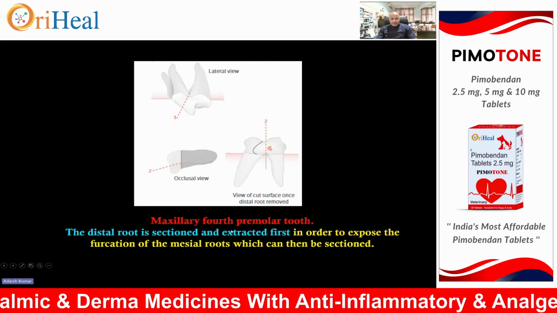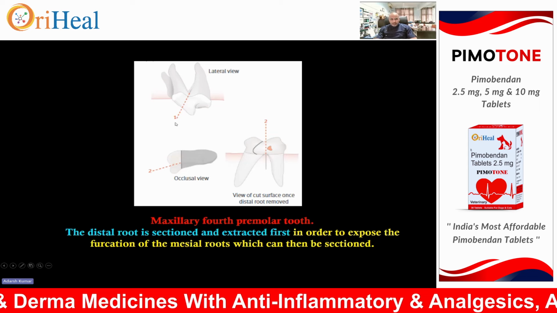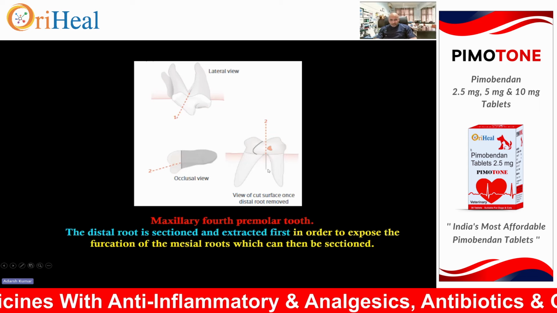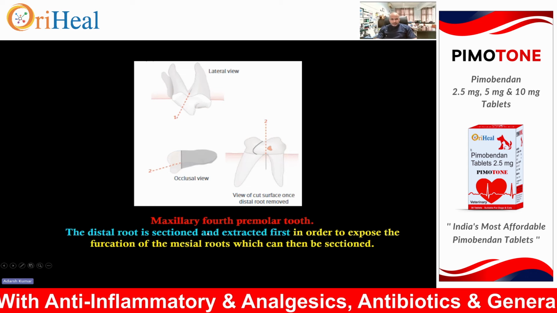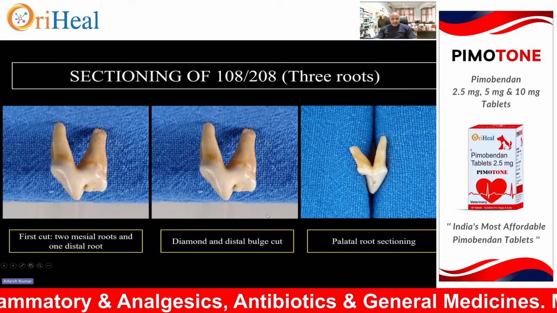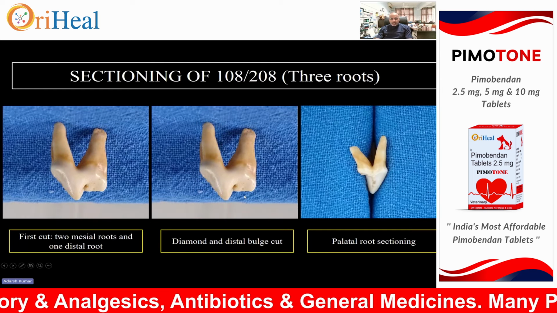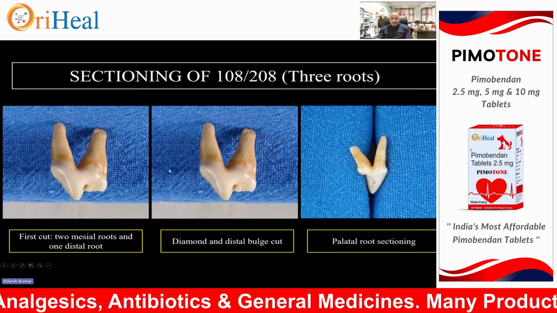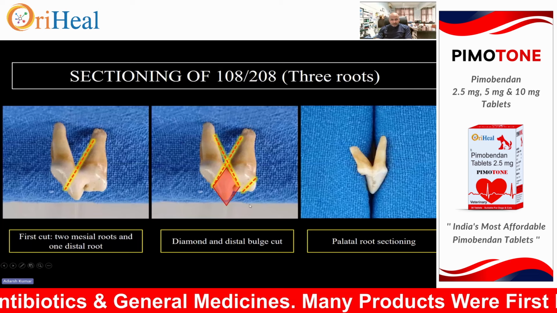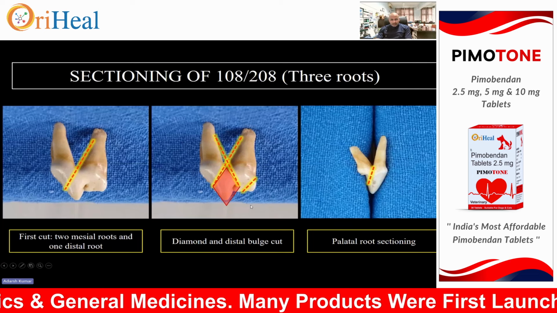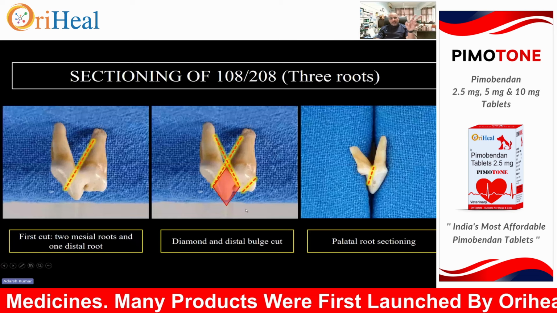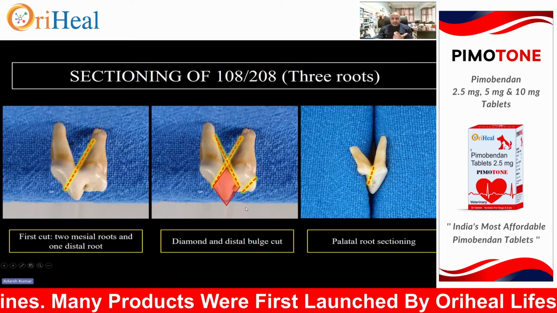I may be having the video here. So this is how it looks like, from here, from here and from here. This is from the lateral view. Okay, this is for the maxillary fourth premolar tooth. This is sectioning of 108 and 208. These are three roots. This is coronoplasty, and the third root, right? So you have the mesial root, you have the distal root, and the palatal root. So these three roots are to be taken out.